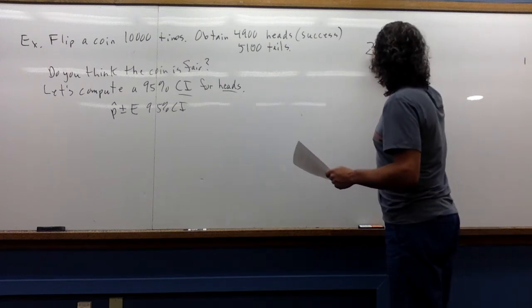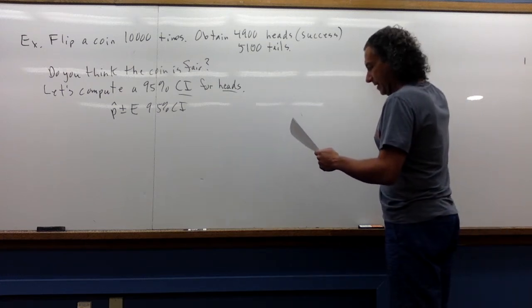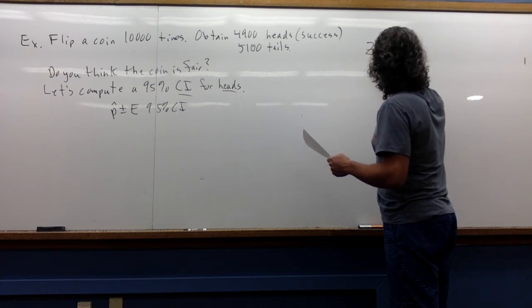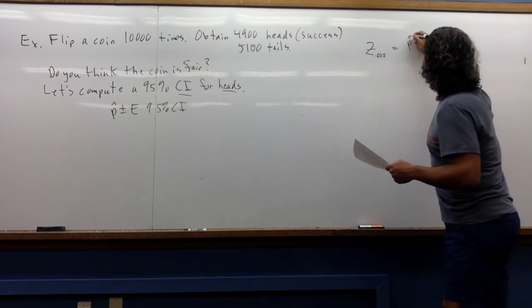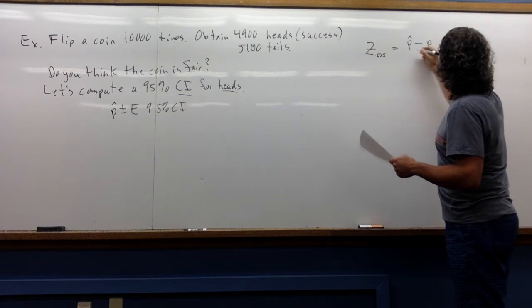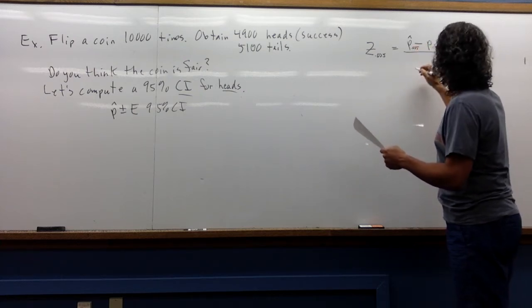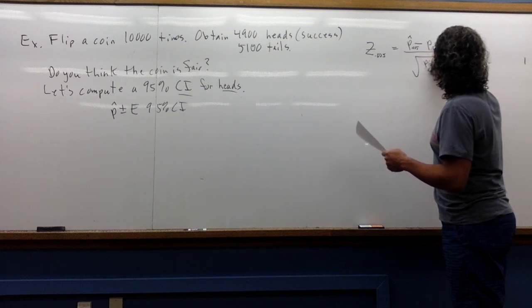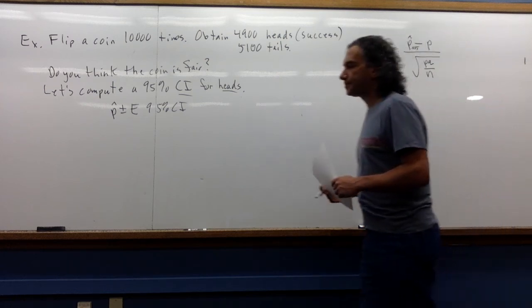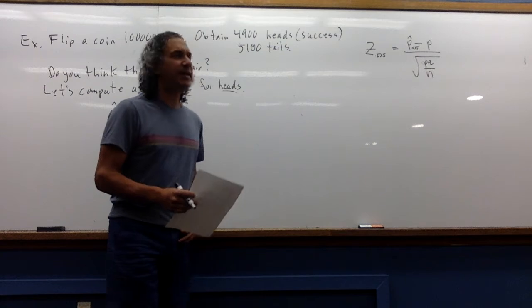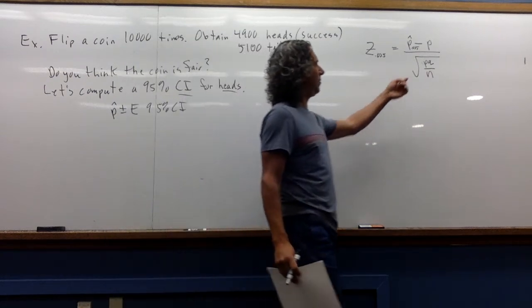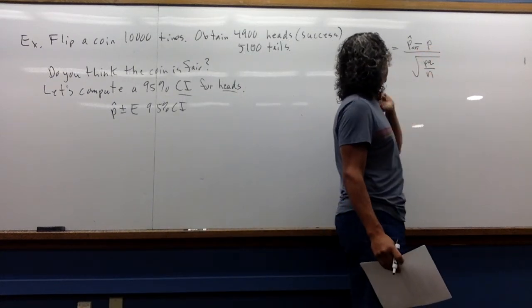So Z sub 0.025 is going to be p hat minus, p hat's of 0.025 minus p, over the square root of pq over n. So pause the video, see if you can figure out where this stuff is coming from.